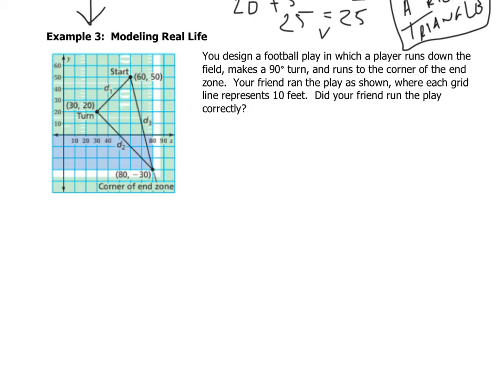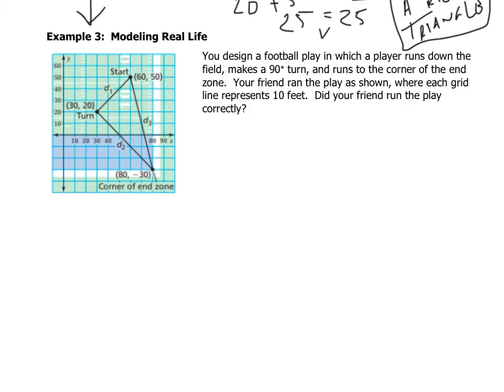Lastly, we have a real life problem here. We're talking about a football play in which a player runs down the field. So the player starts here at the snap, runs down the field, makes a cut or a turn, and runs to the back of the end zone to receive the pass. Okay, so we want to know, the play says that they should make a 90-degree turn to get to the end zone, which would be the most efficient way to get there. Okay, we want to know if they actually did run that play.